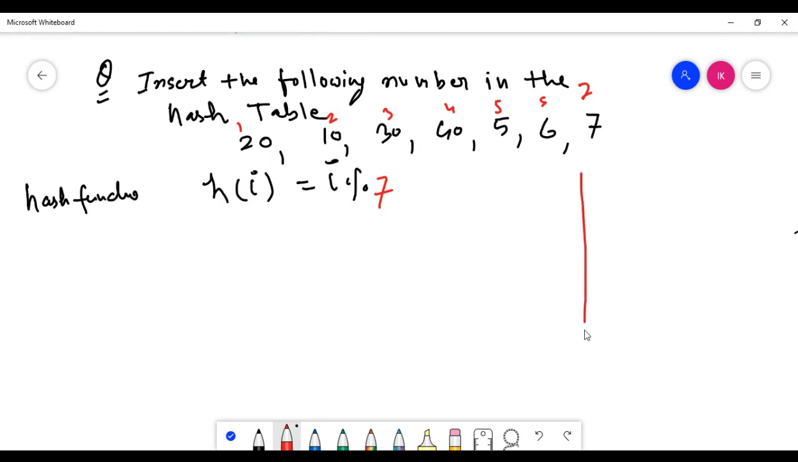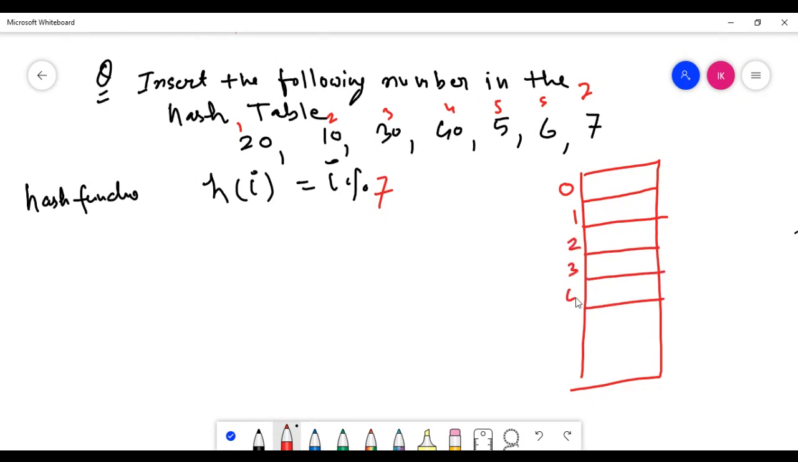Now, we need to make 7 spaces. 7 spaces means start from 0. You must start from 0. Some students start from 1, which is wrong. Start from 0: 1, 2, 3, 4, 5, 6. Why 6? Why not 7? Because if you take 0 to 7, it will be 8 spaces, not 7. So 0 to 6 means 7 spaces. You can count here: 1, 2, 3, 4, 5, 6, 7. Okay? No problem, students?